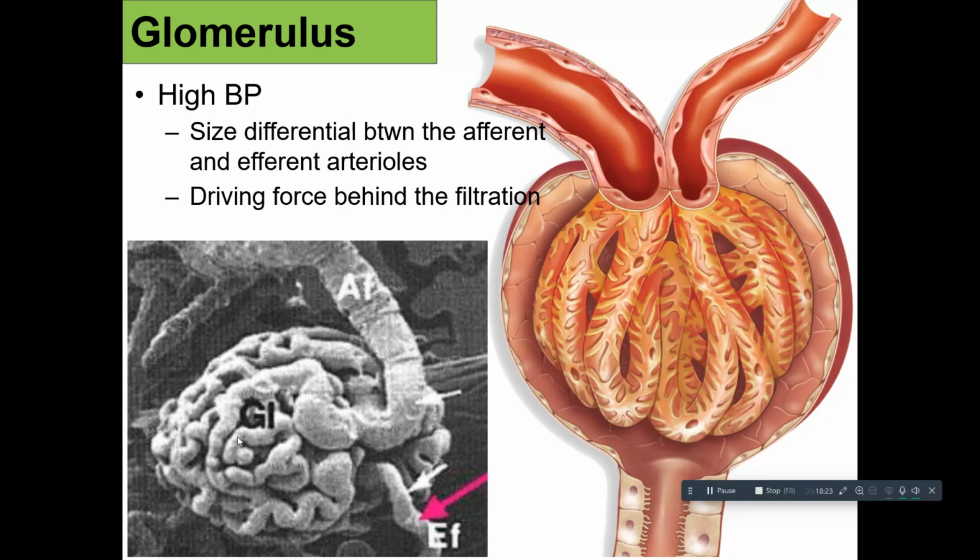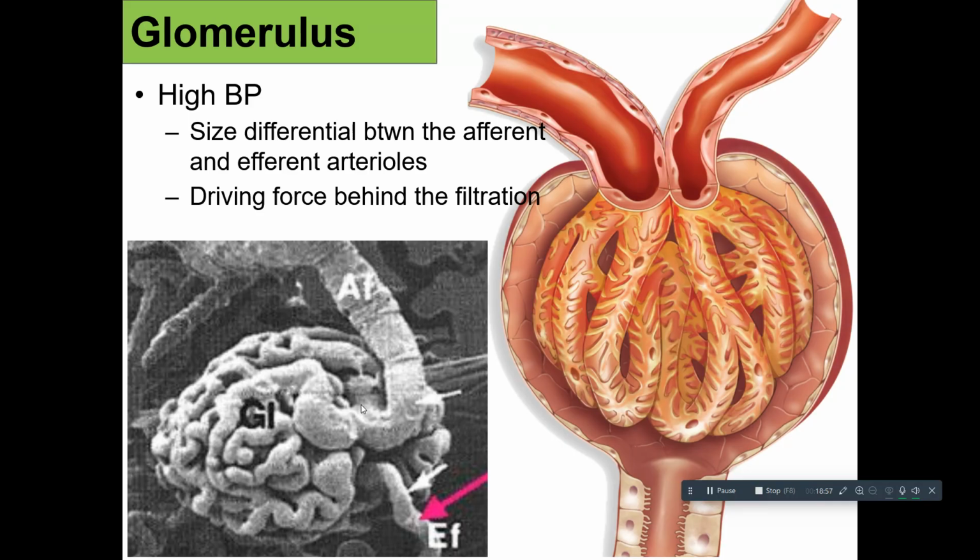The glomerulus is weird in that it has a really high blood pressure for a capillary, and the high blood pressure is created because of the size difference between the afferent, this is the afferent arteriole, and this is the efferent arteriole. The afferent is much bigger, so it's easy for blood to get into these capillaries and harder for blood to get out. So that raises the pressure in here, and that high pressure drives filtration.